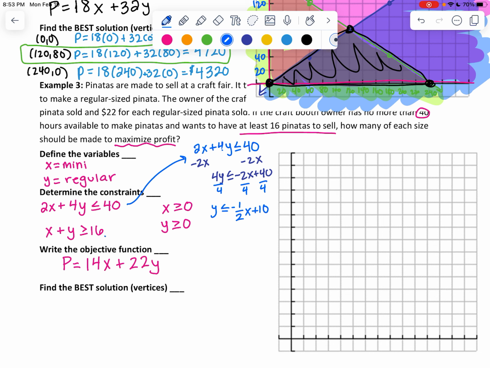We also have a second equation here that we need to solve, and that's x plus y is greater than or equal to 16. For this one, I'll subtract over x, and I get y is greater than or equal to negative x plus 16. So first thing I need to do before I can graph these is go ahead and scale my axes.